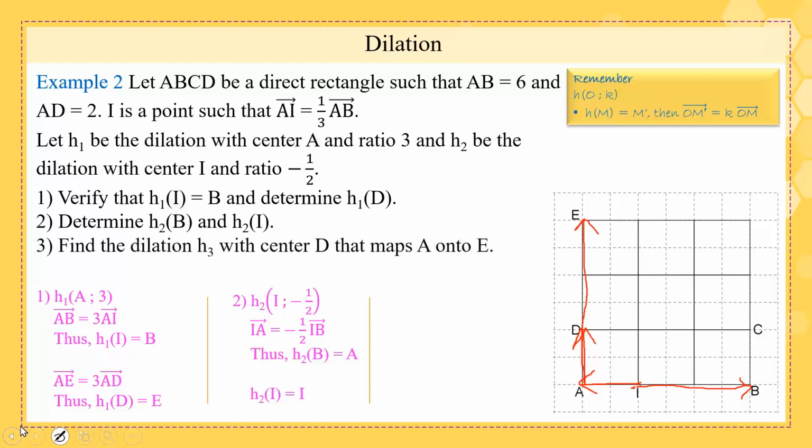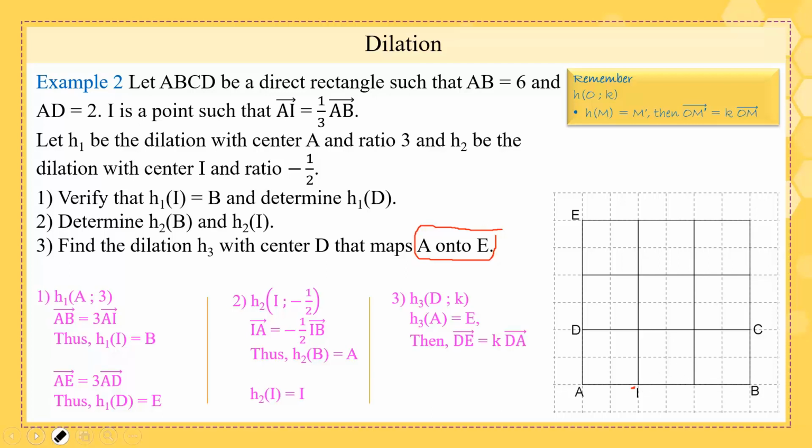Now the third part. Find the dilation H3 with center D that maps A into E. Here in the third dilation H3, the unknown element is K because the center is given. But we can use this dilation that transforms A into E to find the ratio. It means that H3 of A equals E. That means, yes, as you said, vector dE equals K times vector dA.